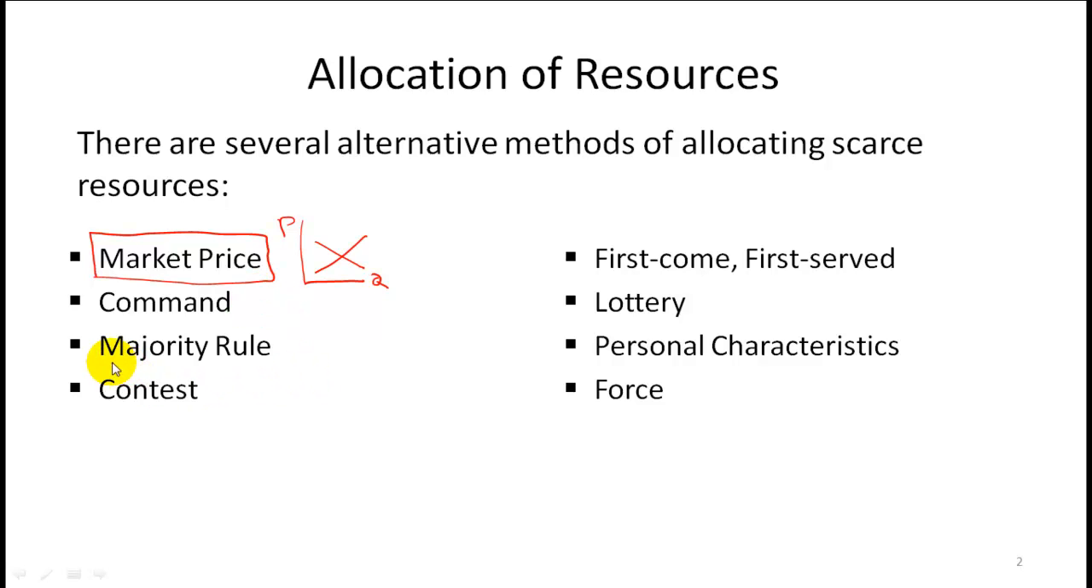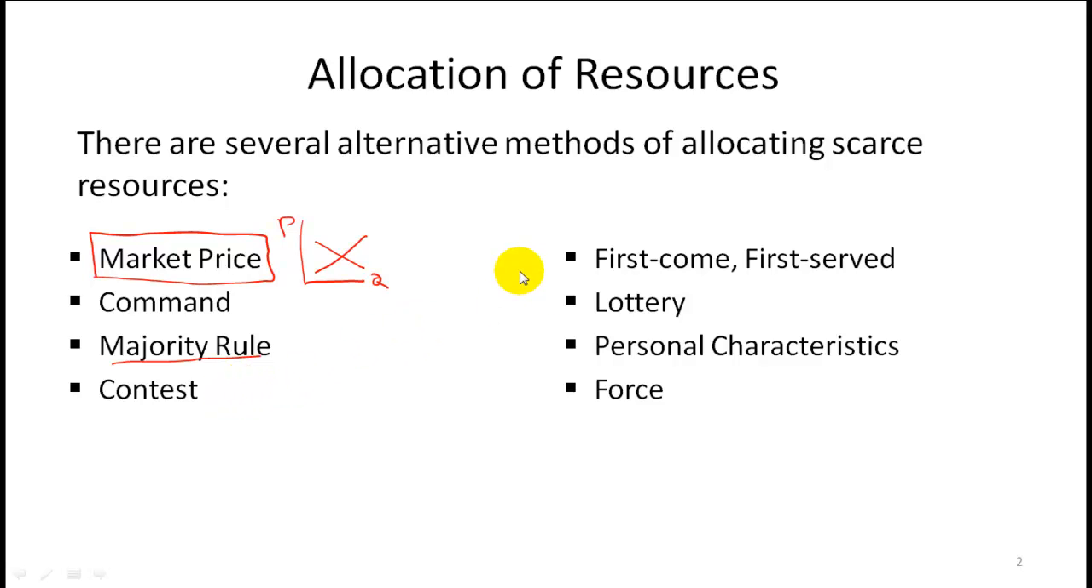Majority rule is what you might see in a democratic system. So in a democracy, allocation of government resources is based on majority rule. Whatever the majority decides is how government resources are allocated. A contest might be something like the Cricket World Cup. So who gets that very scarce resource? Whoever gets that resource is determined by a contest.